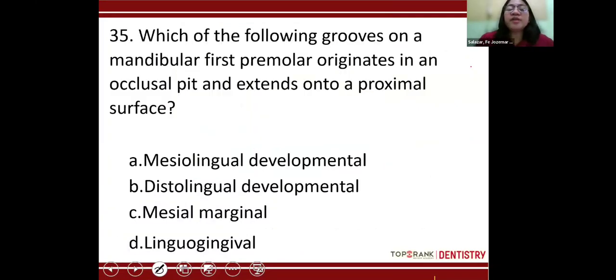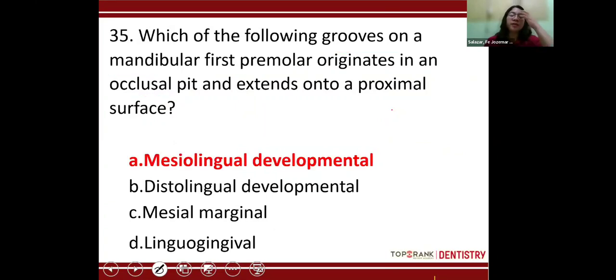Number 35. Which of the following grooves on a mandibular first premolar originates in an occlusal pit and extends onto a proximal surface? May grooves daw, mandibular first premolar. Okay, so from occlusal pit to the proximal surface. Ano yan? Mesiolingual developmental, distolingual developmental, mesial marginal, and lingogingival. Yes, that's the mesiolingual developmental groove.